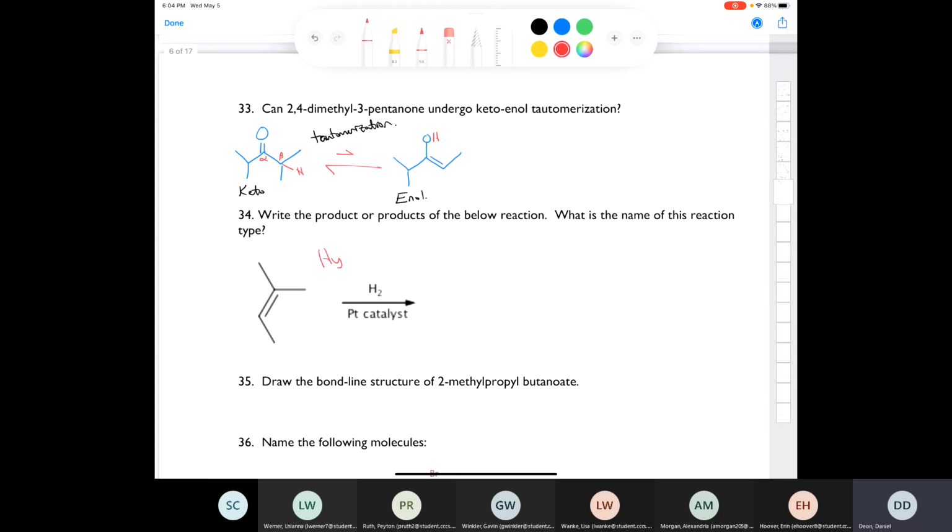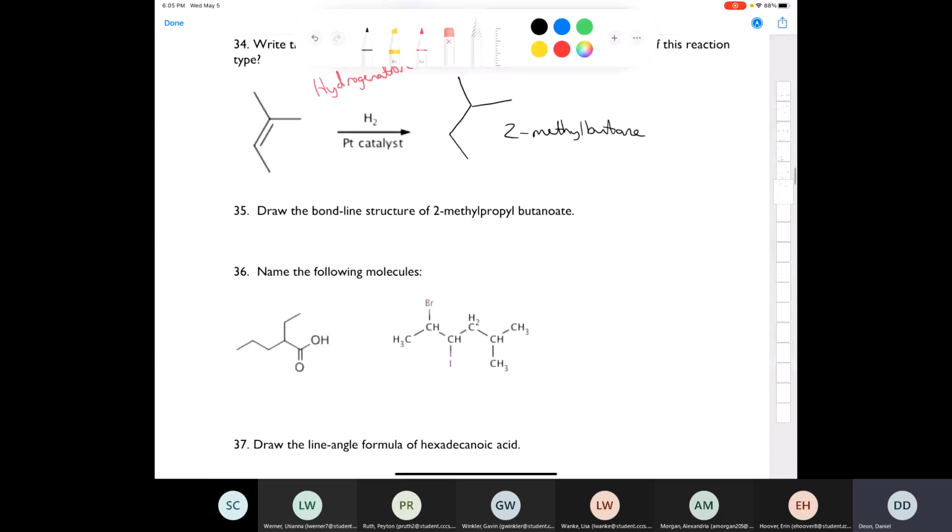This is hydrogenation. Dangerous reaction if you're not careful. You're using hydrogen gas. And so what happens is you end up adding hydrogen atoms across that double bond, and you end up producing an alkane, which in this case would be 2-methylbutane. Hydrogenation reaction. Very important reaction. We looked at it many times in this class. So make sure you are fully aware of the hydrogenation reaction.